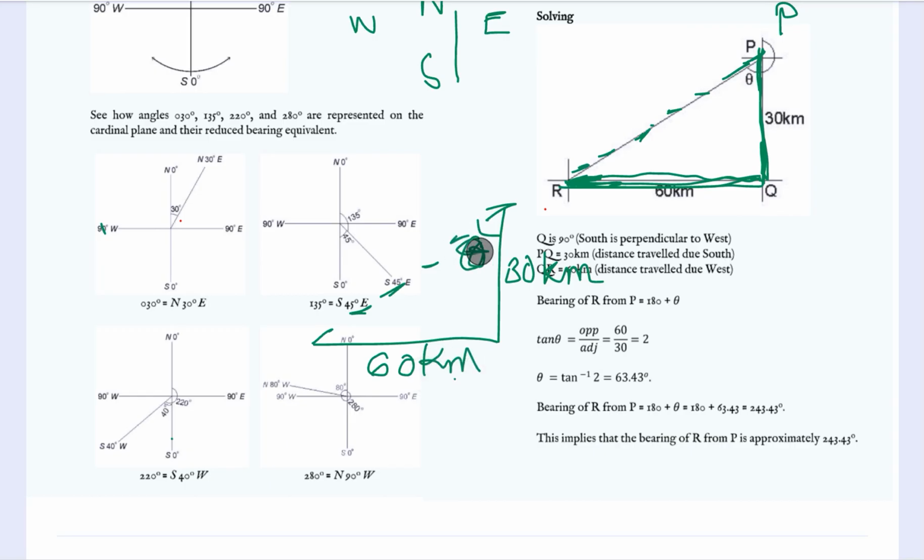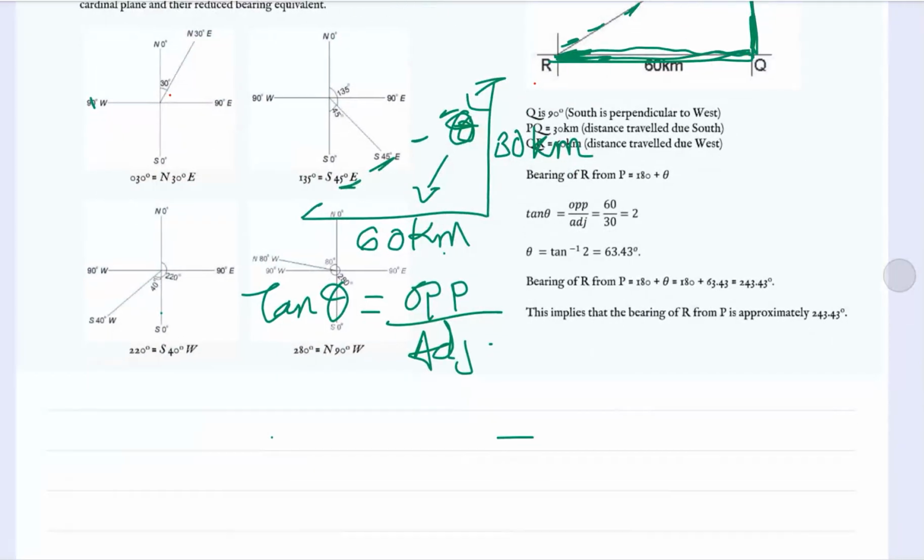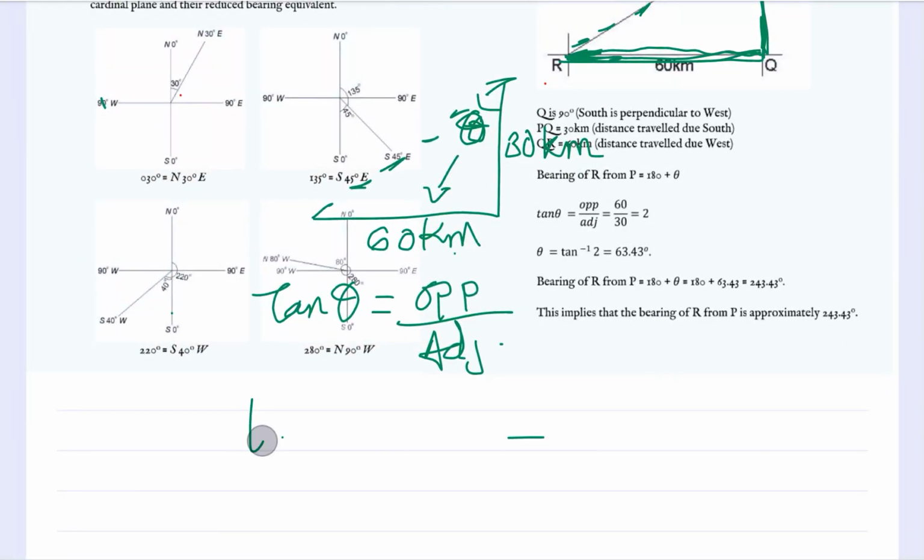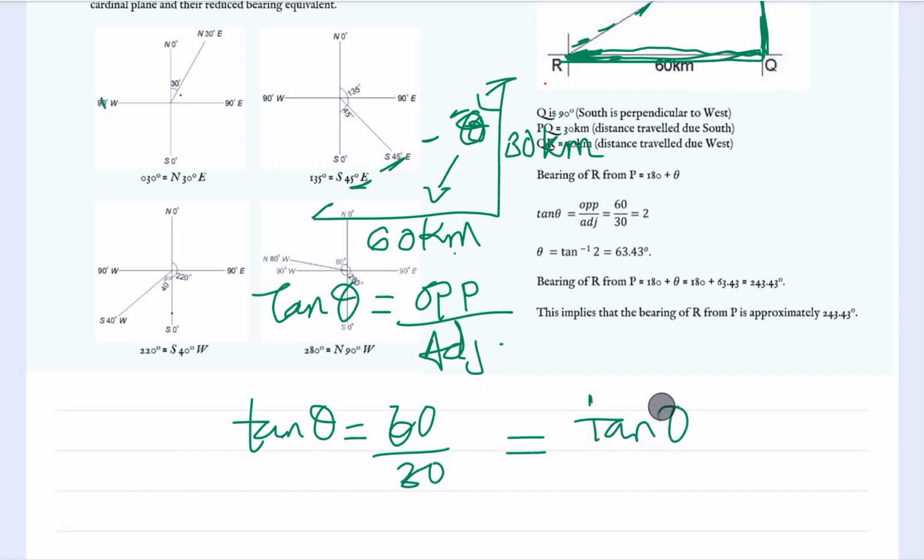So you want to get angle theta here. What formula will you use? I have opposite and I have adjacent. So seeing that I have that, I'm going to use tan theta, because tan theta is opposite over adjacent. Do you see that now? So that means tan theta equals the opposite, 60, over 30. And that will give us tan theta equals 2.